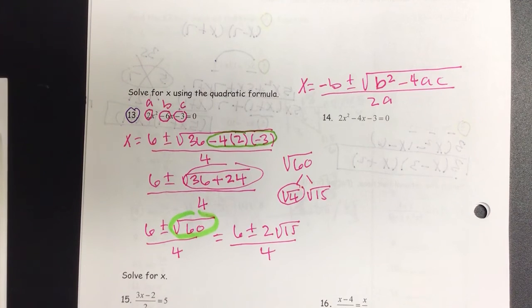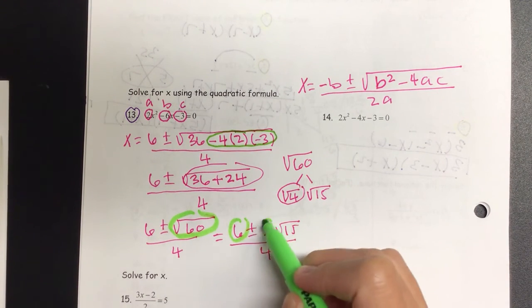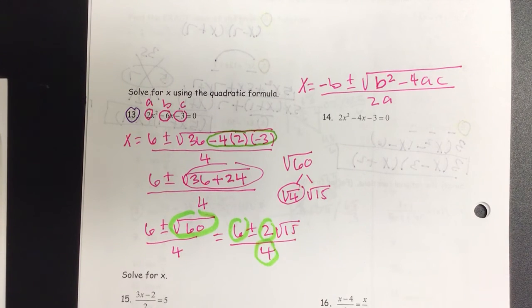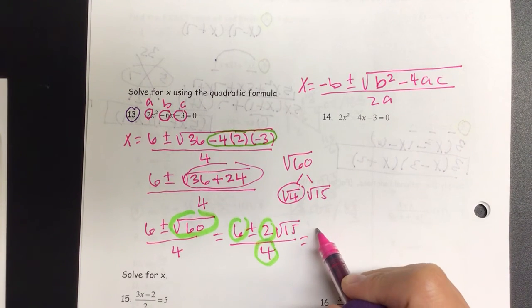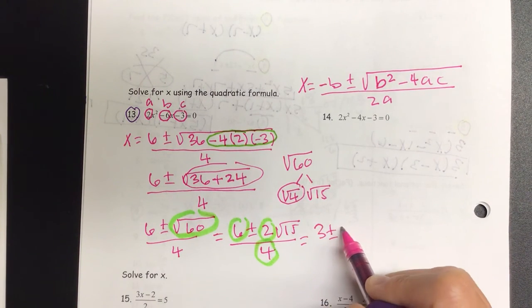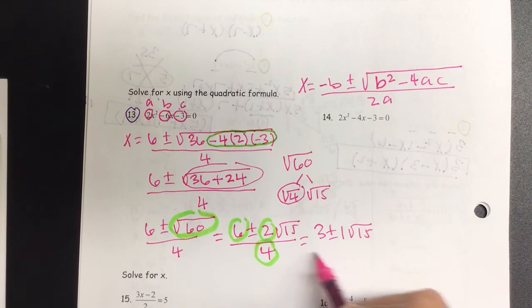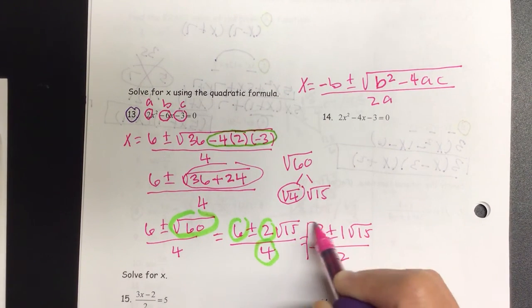Are we done now? Looking at your whole numbers, are they all divisible by something? Yes. There you go. So we have 3 plus or minus the 1 if you want, radical 15, over 2. And that is the best answer.